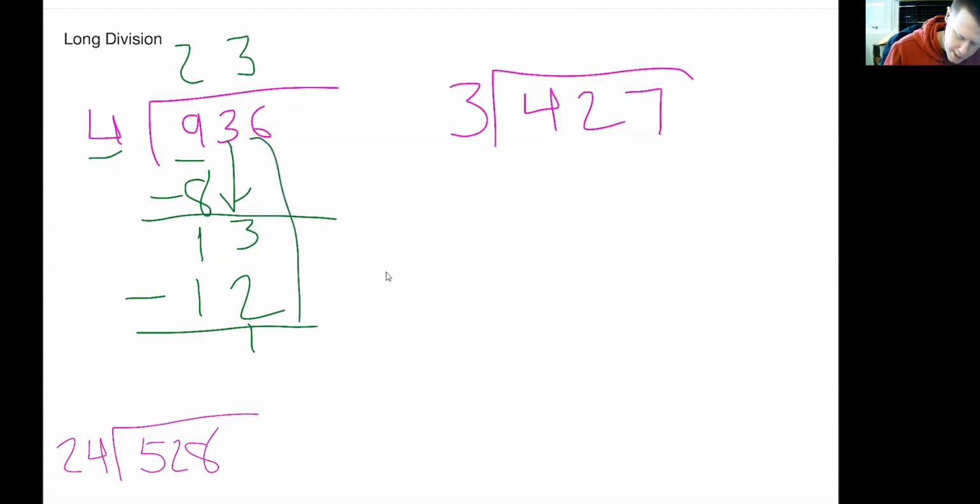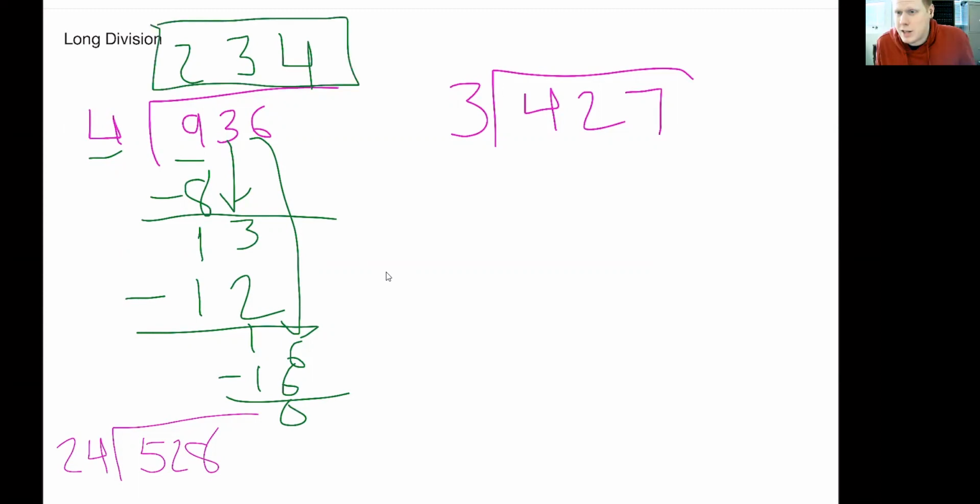And now we're going to bring down this 6. And we want to ask ourselves, how many times would 4 go into 16? 4, 8, 12, 16. 4 times. So we'd write a 4 here. And 16 minus 16, well, that would be 0. 1 minus 1 would also be 0. So our answer would just be 234. And we didn't have a remainder because everything subtracted nicely.